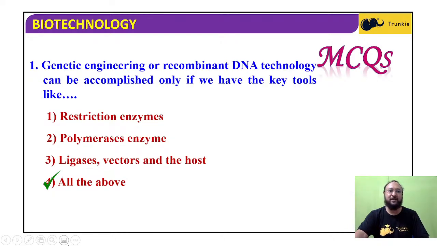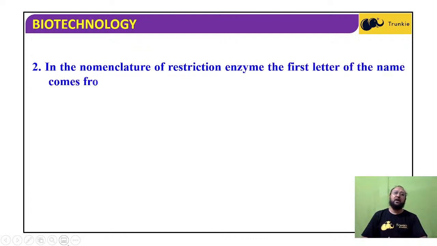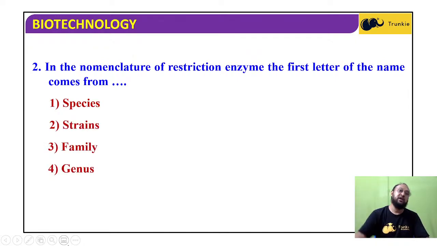Now, in the nomenclature of restriction enzymes, the first letter of the name comes from the genus name of the organism, the bacteria, and the next letters come from the species, strain, or family. For example, in EcoRI, the E has been taken from the genus Escherichia, and the co has been taken from the species name coli.